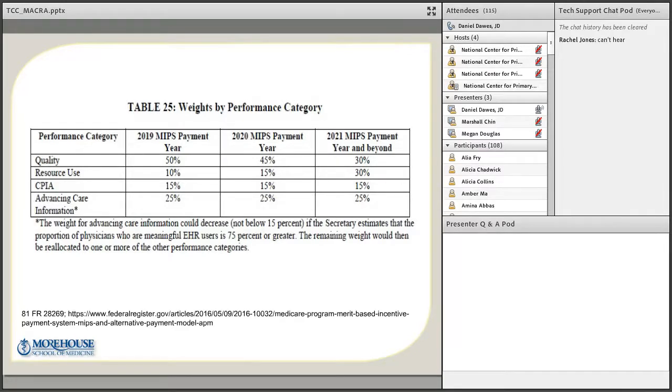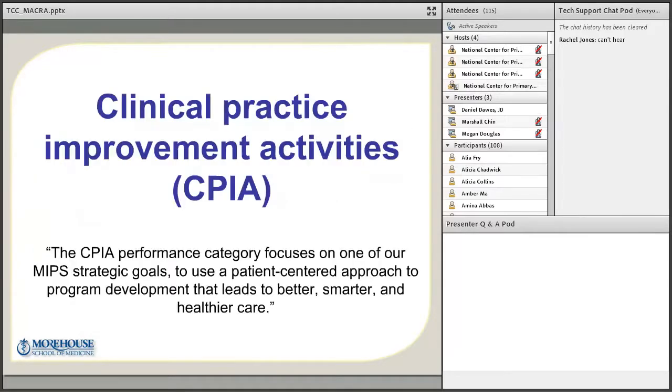And if you're interested in knowing how they're going to continue to weight this as years continue, you'll notice that quality decreases to 30% by 2021. Resource use actually increases, so that's the costs. They're really going to drive down costs with that piece, and that's going to be weighted at 30%. But CPIA and advancing care information are going to stay the same. They can be changed after 2021, though, and that's why we want to ask you all later on whether you believe those weights should be changed or should they stay the same, should they change it one way versus the other. So let's talk about the clinical practice improvement activity, CPIA.